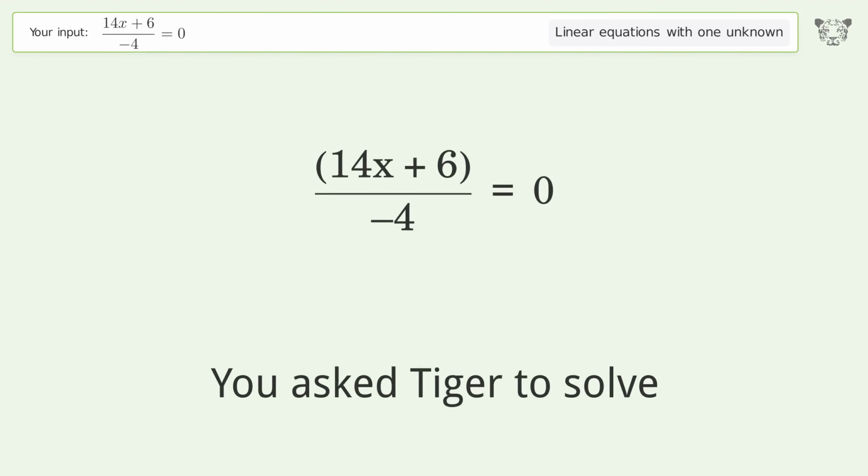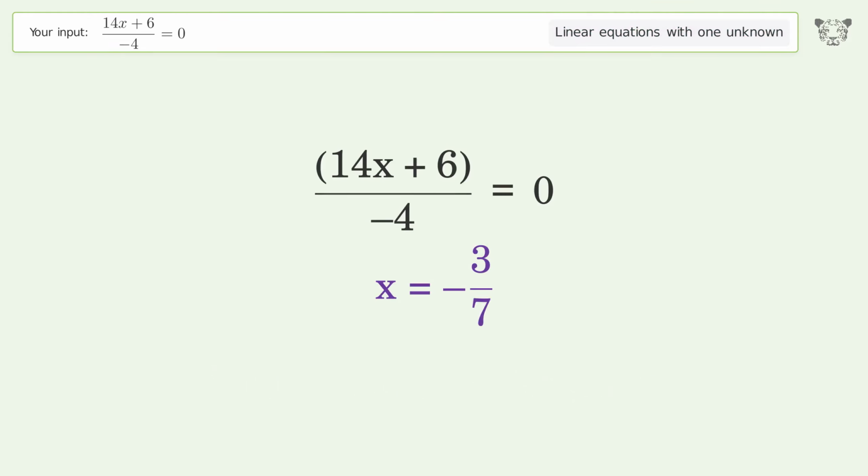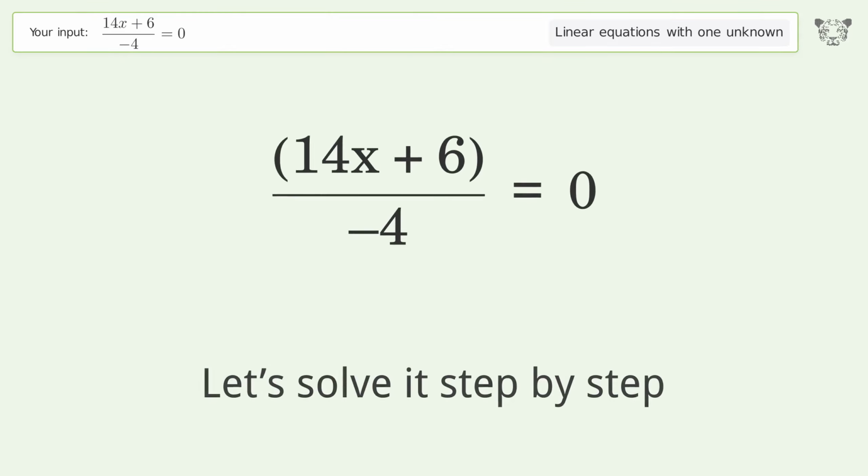You ask Tiger to solve. This deals with linear equations with one unknown. The final result is x equals -3/7. Let's solve it step by step.